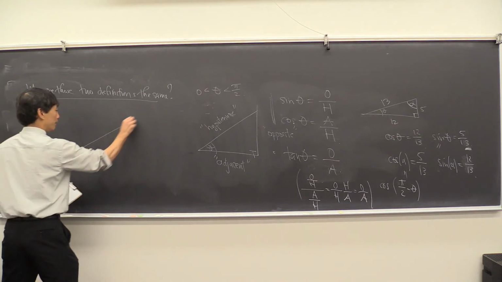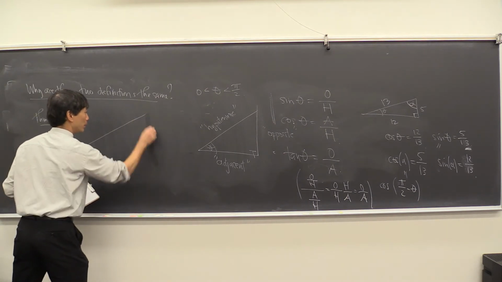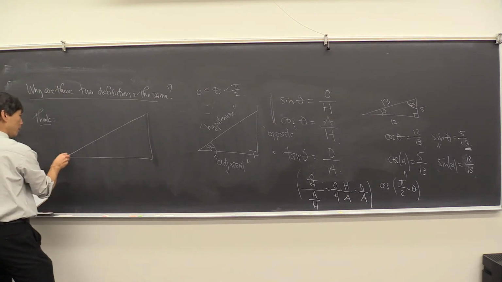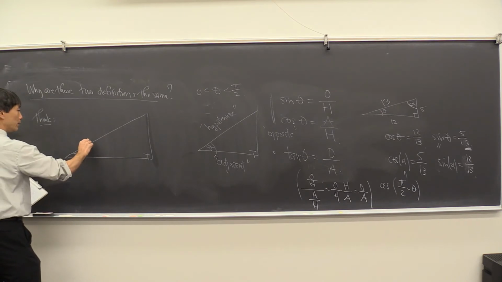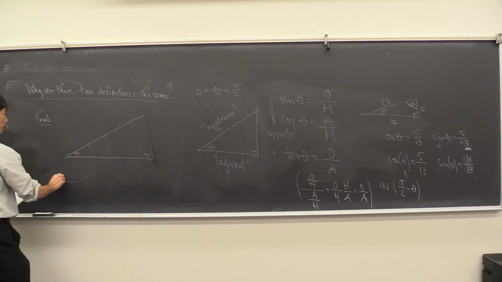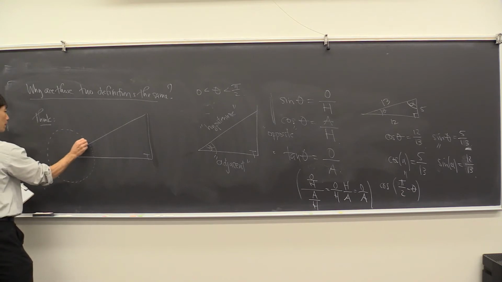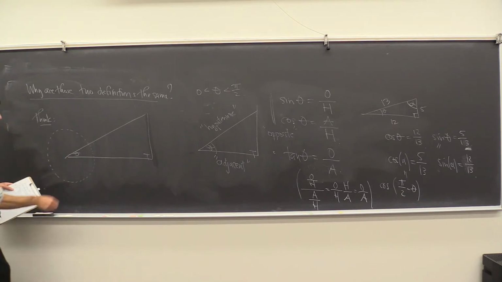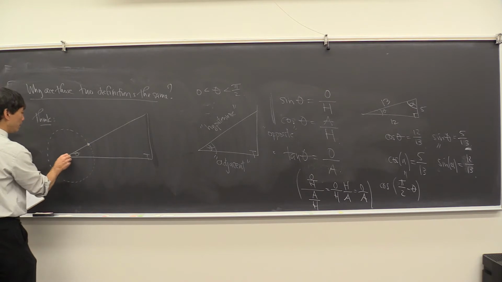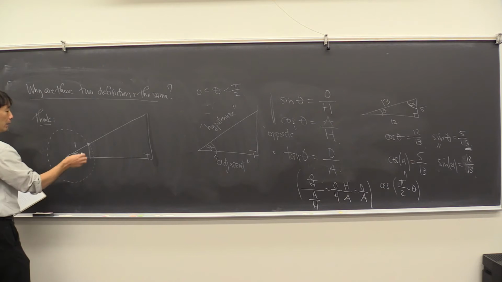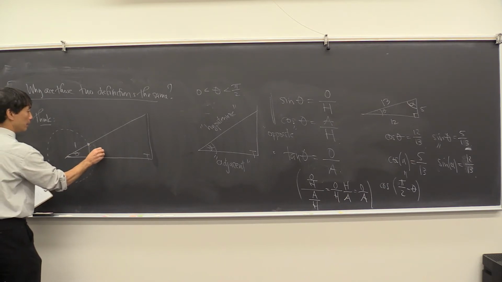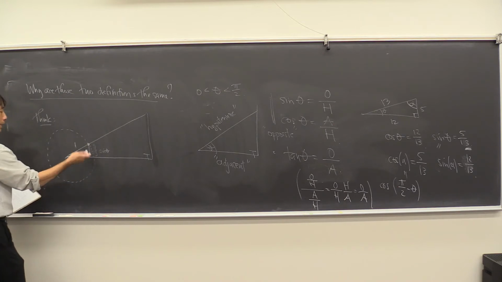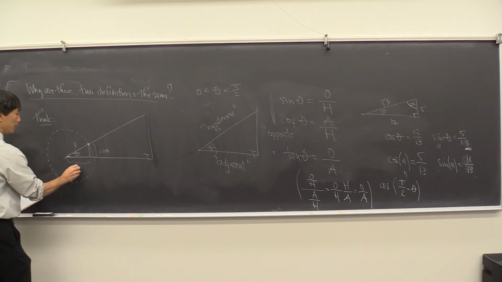If we have a right triangle like this, and this is our angle theta, and we draw on it a unit circle. Then our old definition says that this height here is the sine, and this thing here is the cosine.